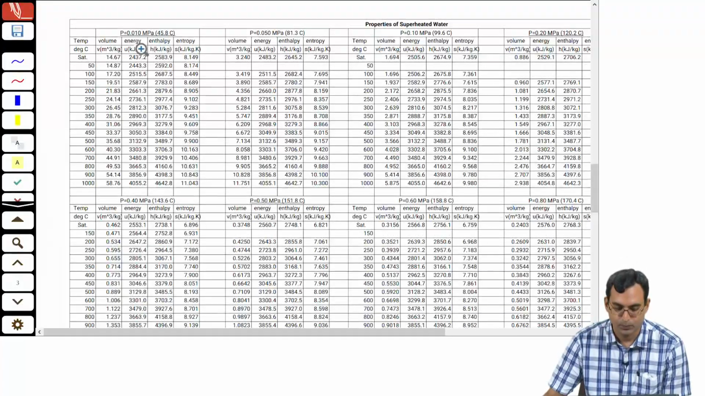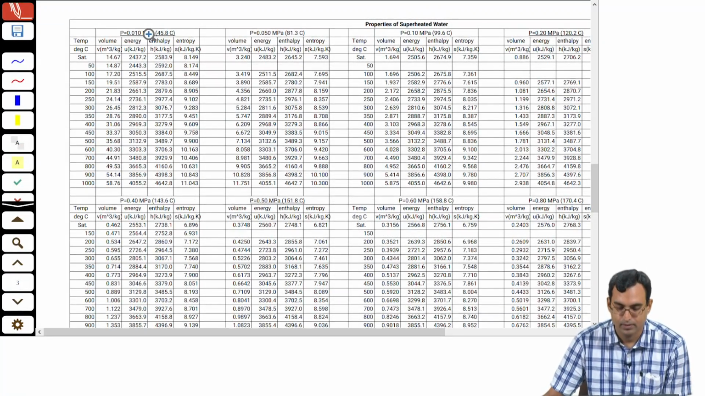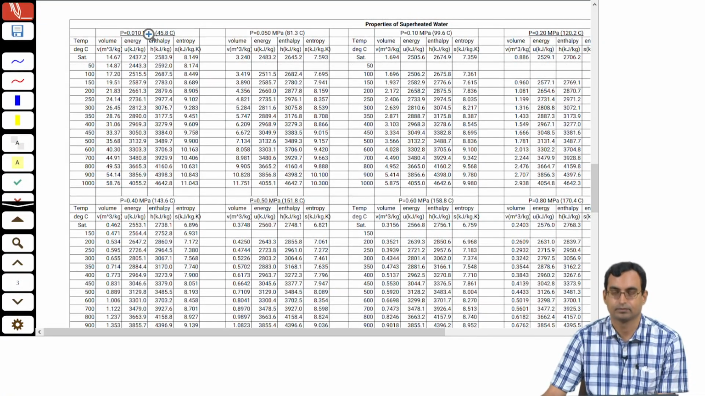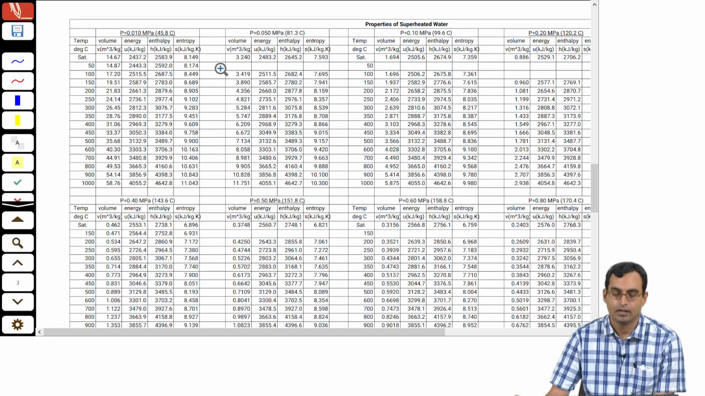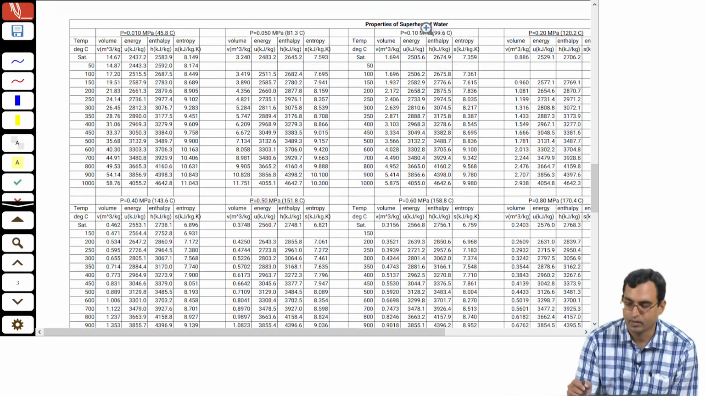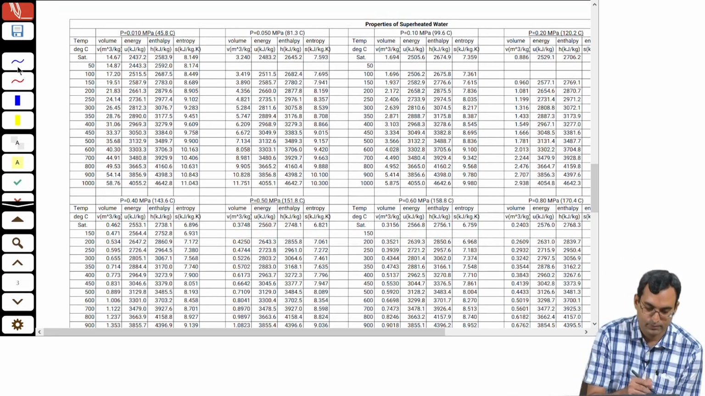So, the first thing which it says on top is what is the pressure, and in bracket it says what is the saturation temperature at that pressure. So, for example, we are looking at only water, we are looking at superheated water.